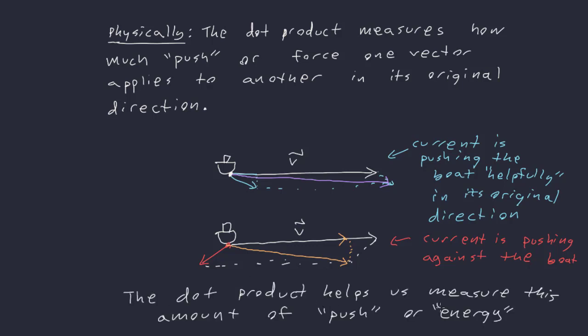It basically gives us a number that helps us categorize the amount of push that one vector is giving to another, or the amount of energy one vector is giving to another, or what some people might consider work. If you've taken some physics, this probably reminds you of work, and it turns out the dot product helps us measure work. So how does it do this? Well, it does it in the following way.